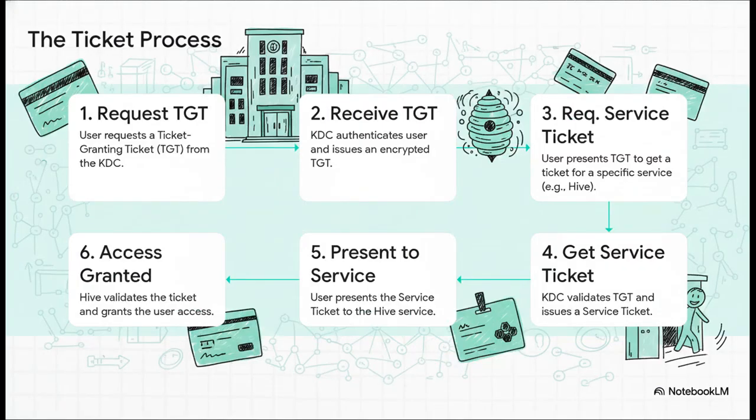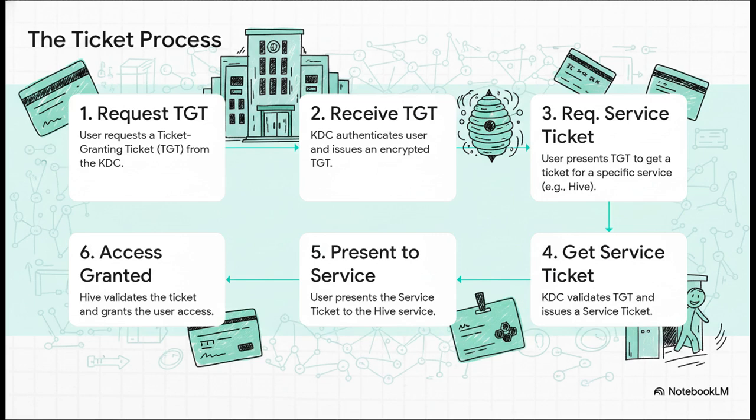First, you, the user, go to the KDC and prove who you are, usually with a password. You ask for a special ticket called a Ticket Granting Ticket, or TGT. Think of this TGT as your main building access card for the day. Once the KDC checks you out, it gives you this encrypted TGT. Great.